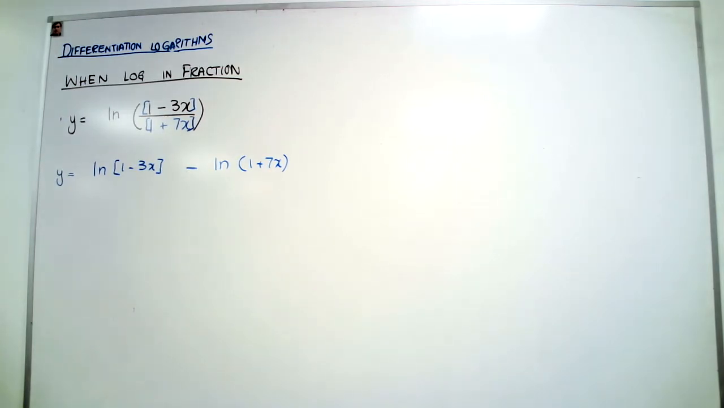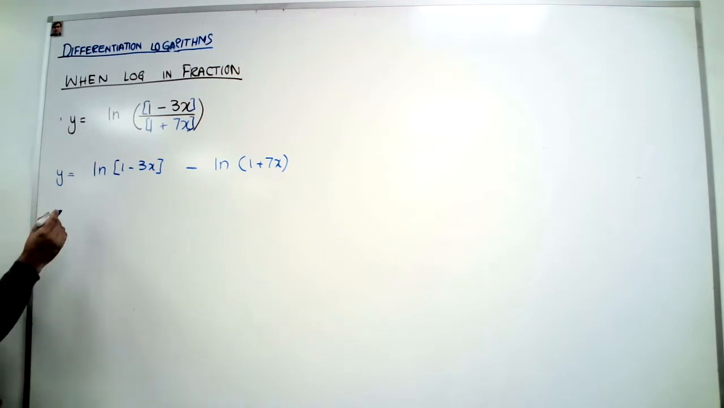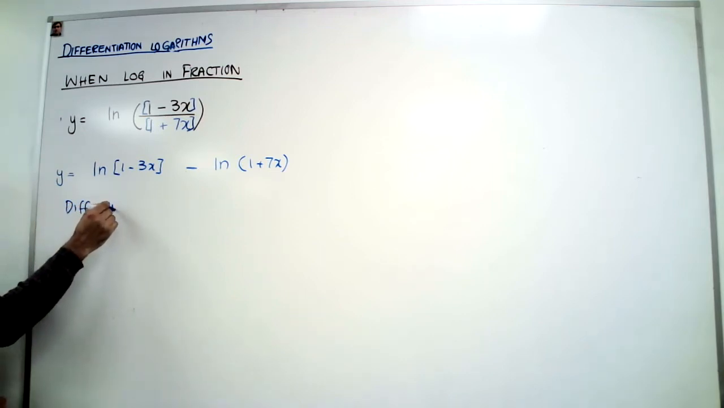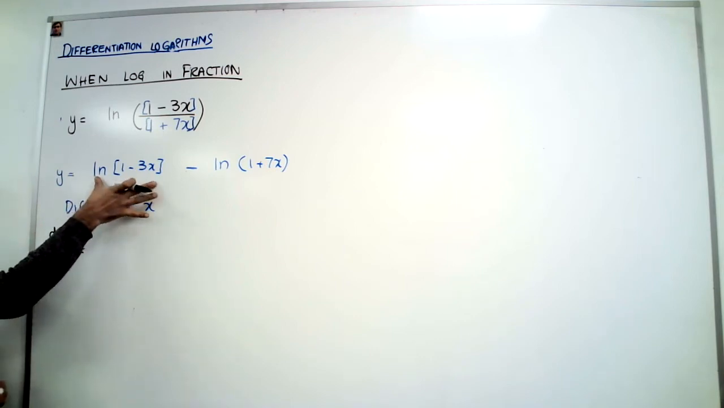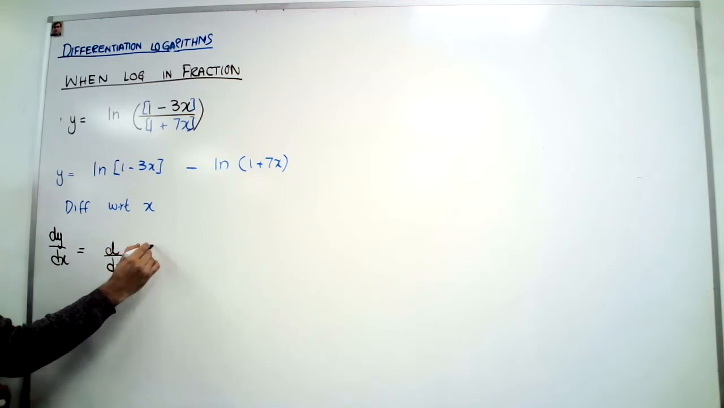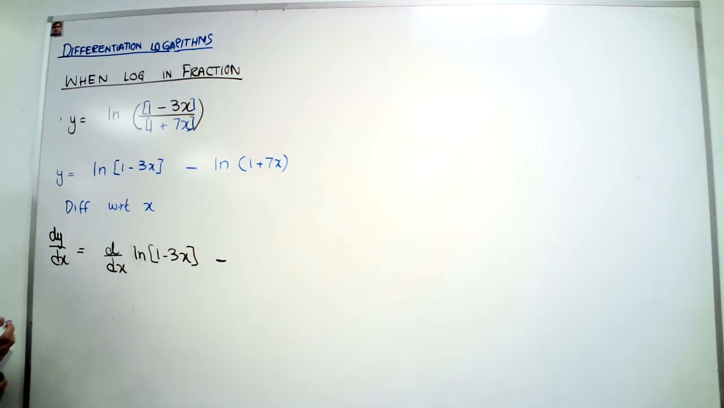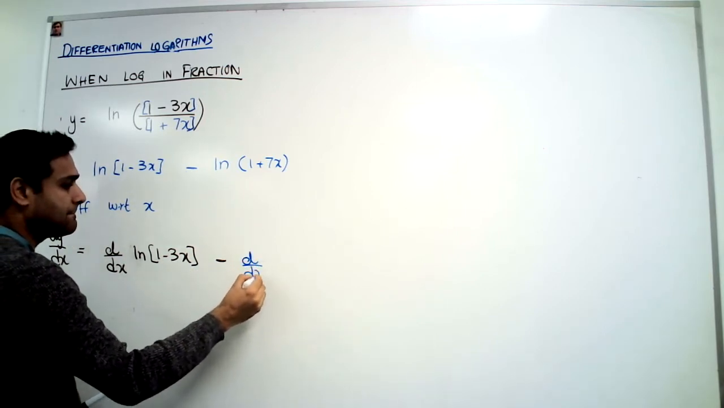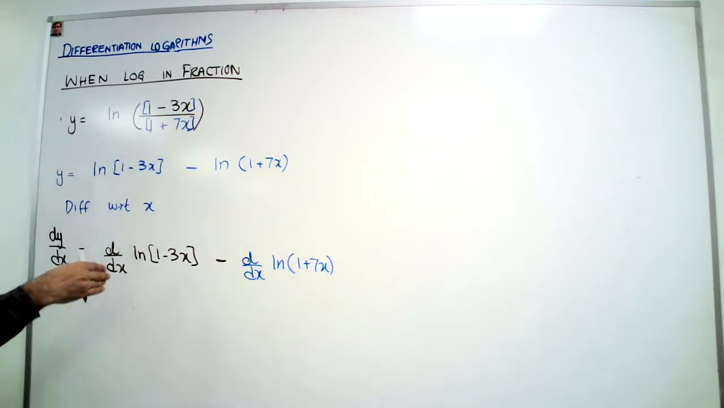So I got now two terms. This is my first term and this is my other term. Now I need to differentiate these ones. When I differentiate, I put dy over dx, and I need to differentiate each one separately. So I'm going to put d over dx of ln(1 minus 3x) minus d over dx of ln(1 plus 7x). I'm going to differentiate that one separately and that one separately.